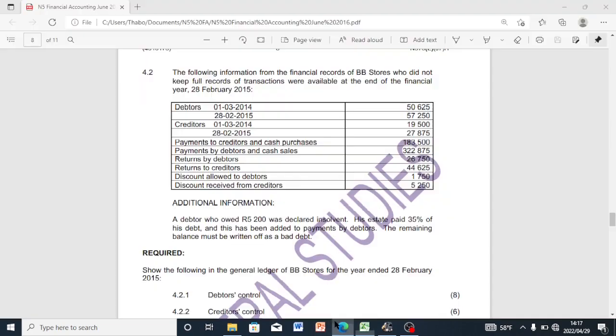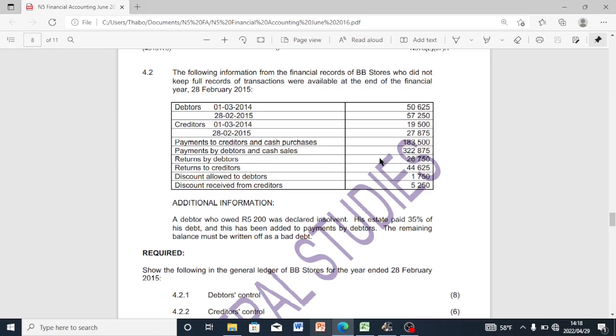So we are going to look at this information and this information. Payments to creditors and cash purchases. So we know that when we are doing our debtors control, we only focus on information regarding the debtors only. So payments to creditors, this is for the creditors control, and then payments by debtors and cash sales.